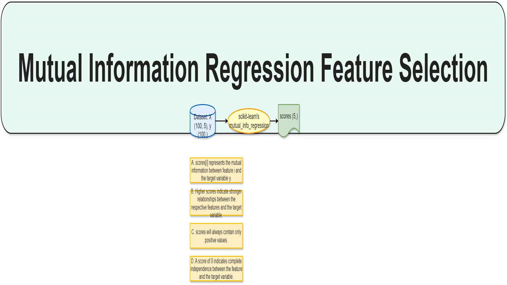I am using mutual information regression to pick the best features for my regression model. It's a way to find out how much information one thing tells you about another. In this case, I am figuring out which features in my dataset are most useful for predicting my target variable.